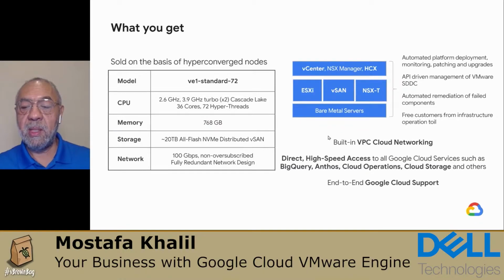Connectivity to the private cloud can be done using built-in VPC network connectivity. Our solution runs on Google Cloud and connects to other Google Cloud services using VPC cloud networking. This provides direct high-speed access to all Google Cloud services like BigQuery, Anthos, Cloud Operations, Cloud Storage, and many others.